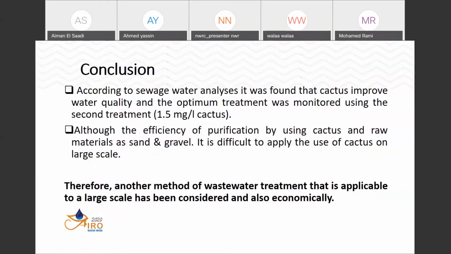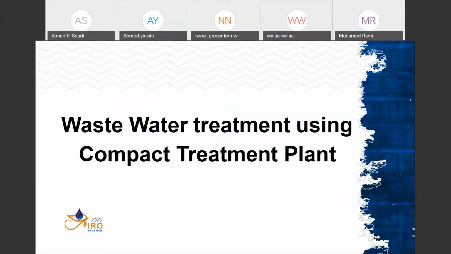In conclusion, according to the sewage water analysis, it was found that the cactus improved water quality, and the optimum treatment was observed using the second treatment, 1.5 milligram per liter. Although the purification efficiency using cactus and raw materials such as sand and gravel is good, it is difficult to apply the use of cactus on a large scale. Therefore, another method of wastewater treatment that is applicable on a large scale, and also economical, has been considered. That is wastewater treatment using a compact treatment plant.